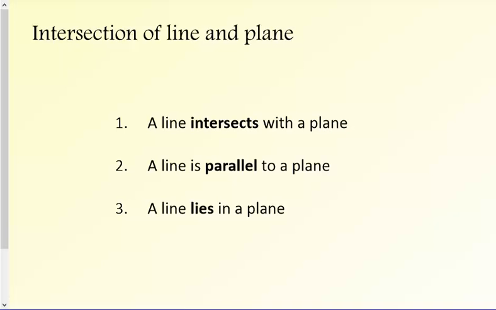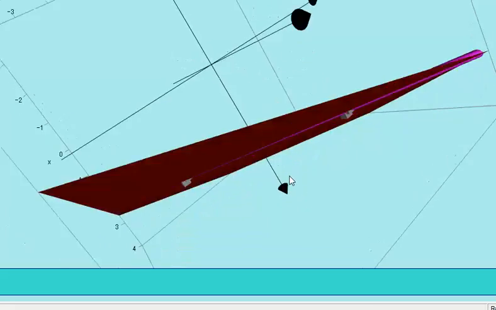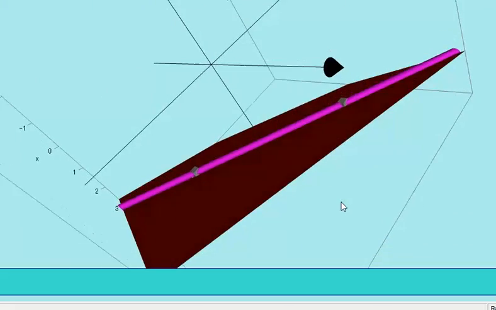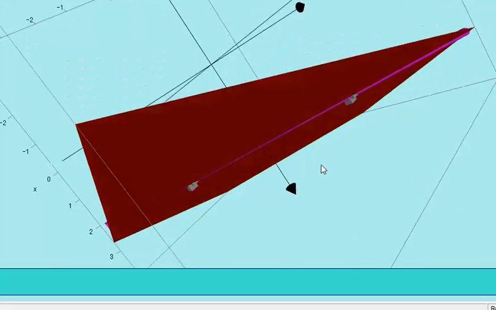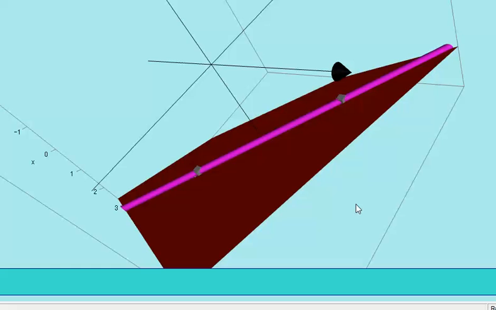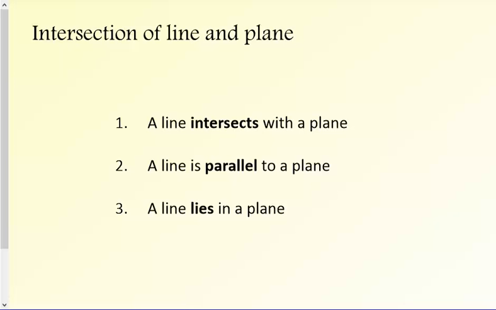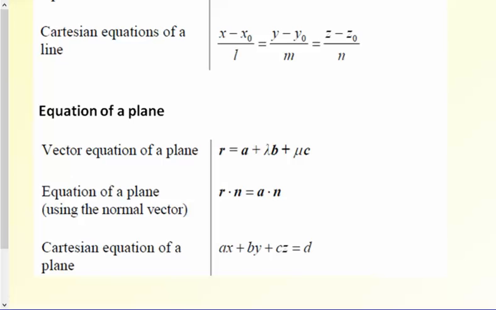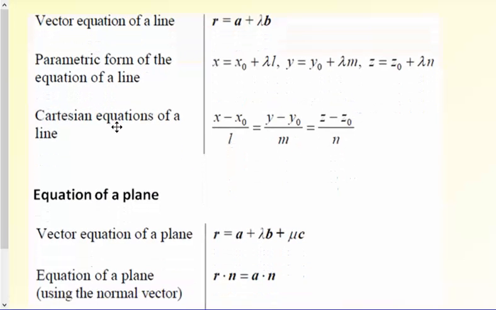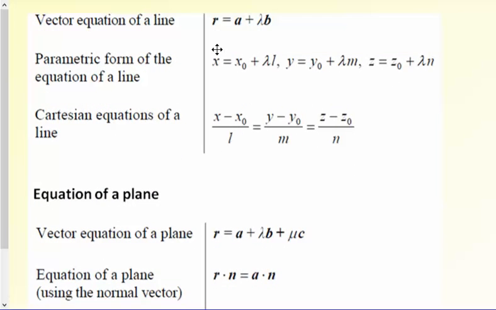And the third possibility is that the line and the plane are parallel, but actually the line lies in the plane. So that would look like this, and that would give us an interesting answer in terms of the point or the points of intersection. So previously we've seen the equations of lines and planes, and we will be using the format that's most appropriate to solve this problem.